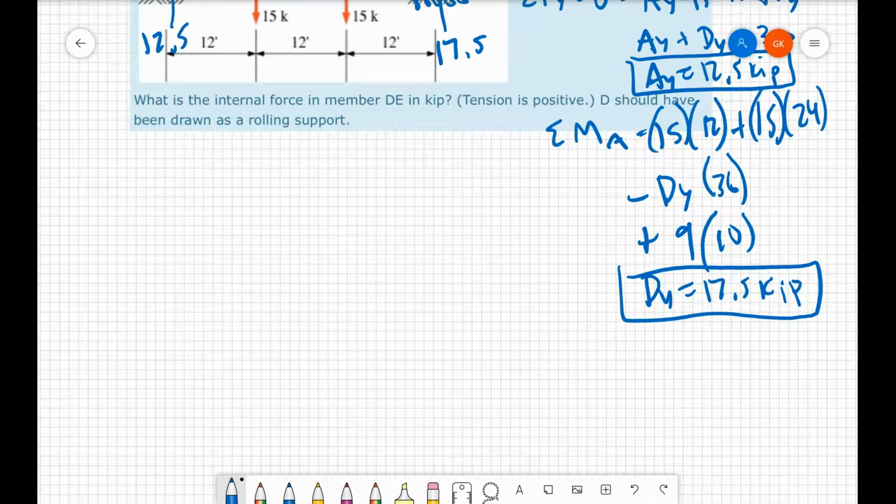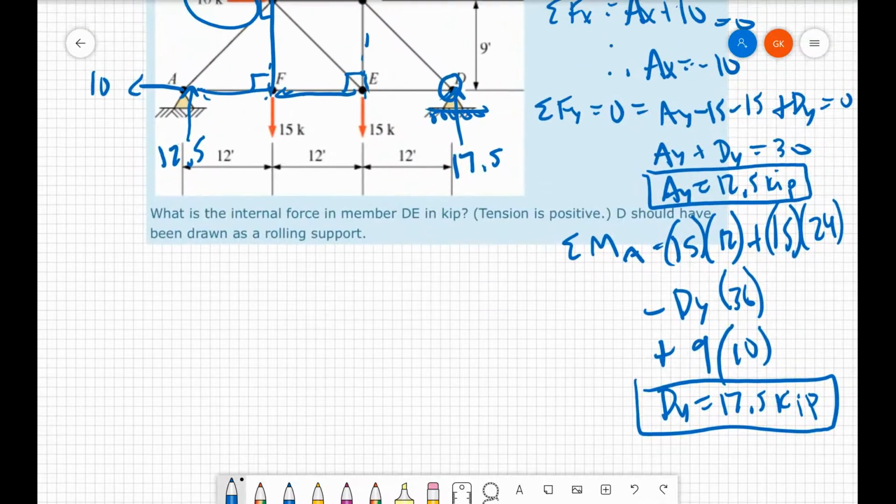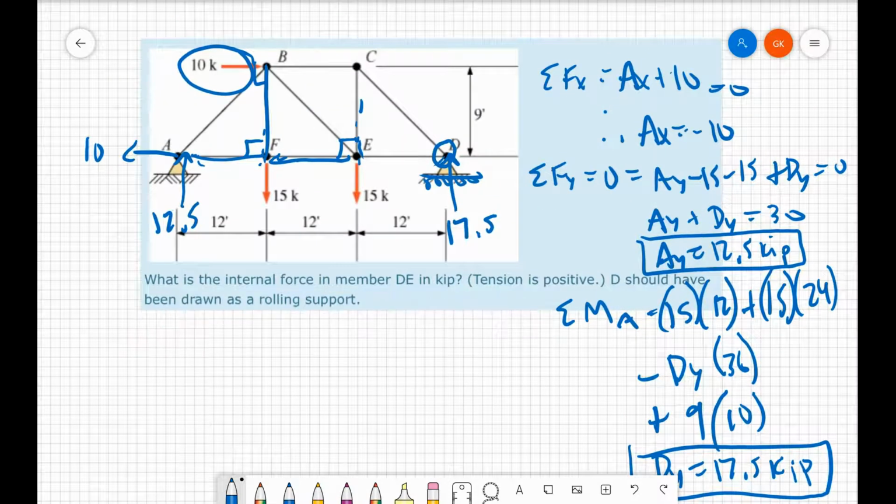Okay. And now I'm going to do it with method of sections, even though it's a very small truss, and method of joints works very well. And I'll show you why, because I can actually solve it with just one equation of method of sections. So I want to cut right here.